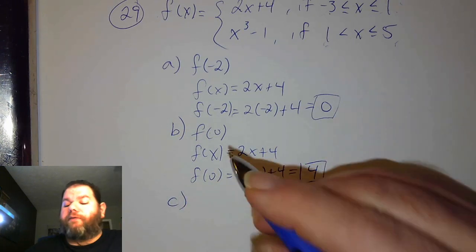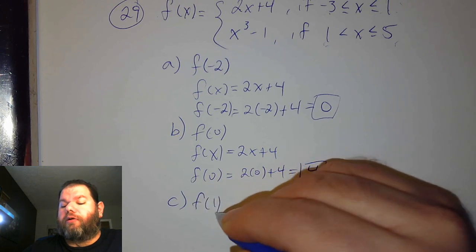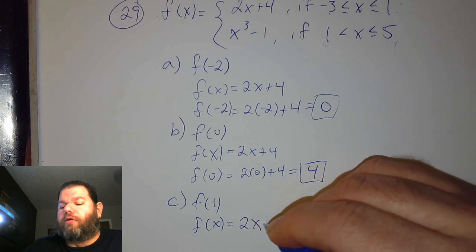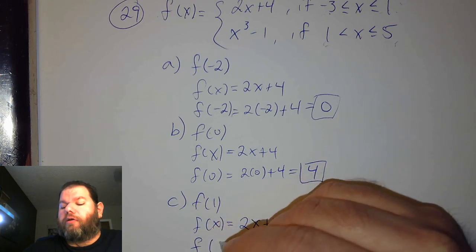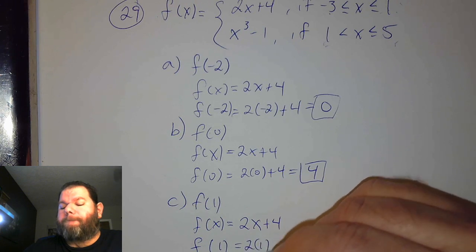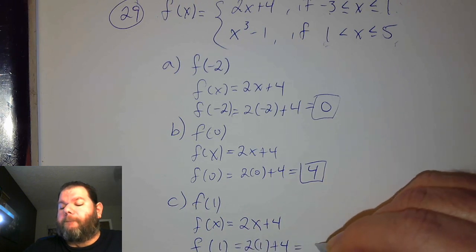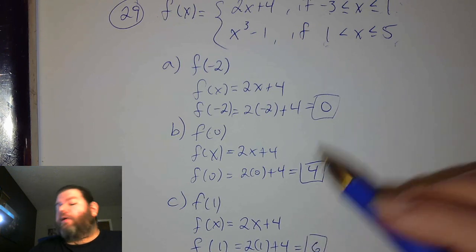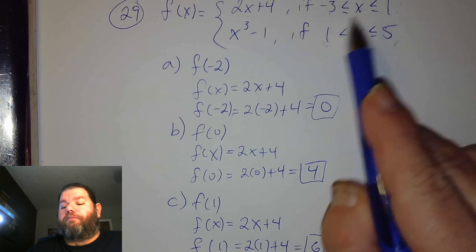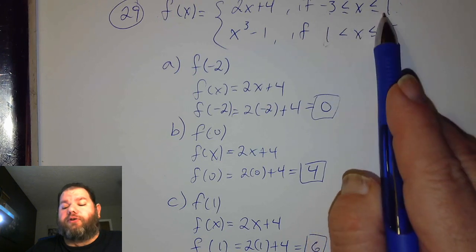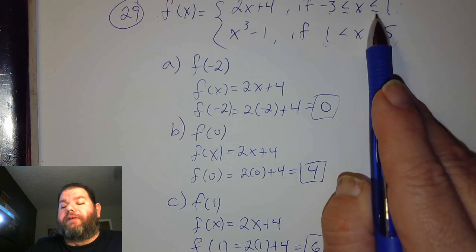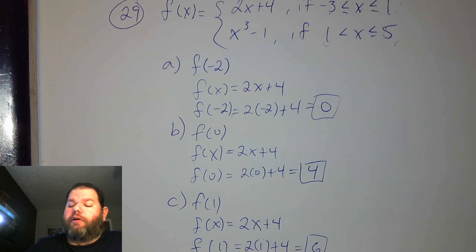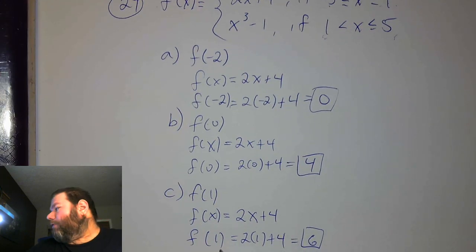Part C, we want f of 1. Okay. 1 is right here. Now, 1 we have to be careful with because it's where it switches from here to here. But whichever one says equal to 1, which is the first one, we'll continue to use that one, 2x plus 4. So f of x is 2x plus 4, and then we plug in the 1.